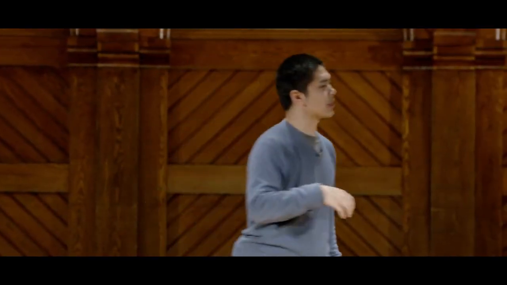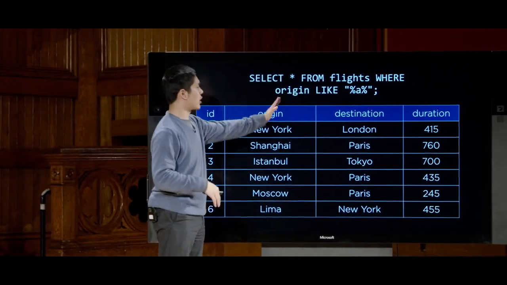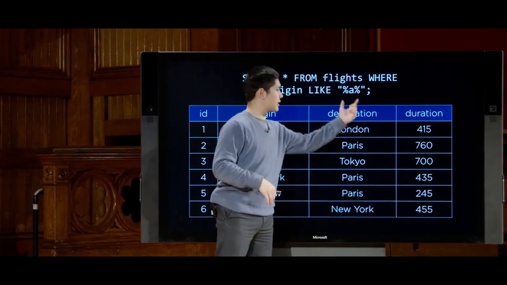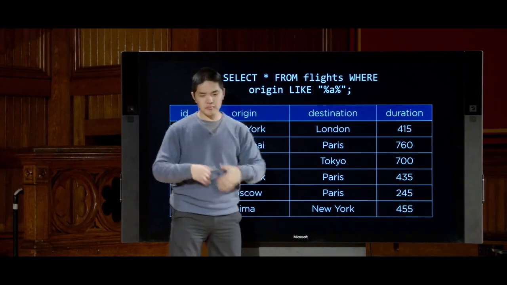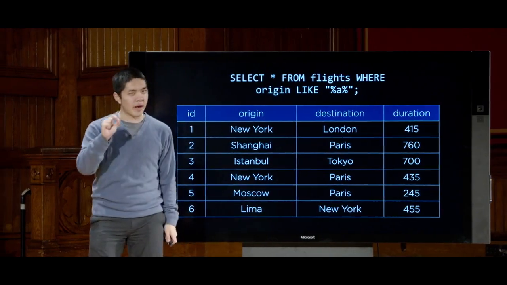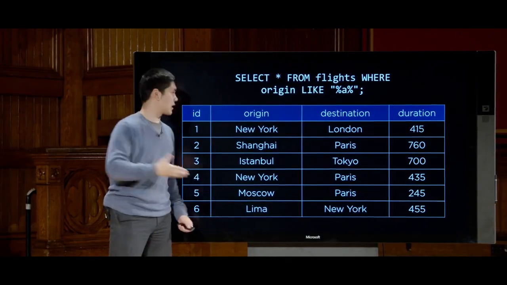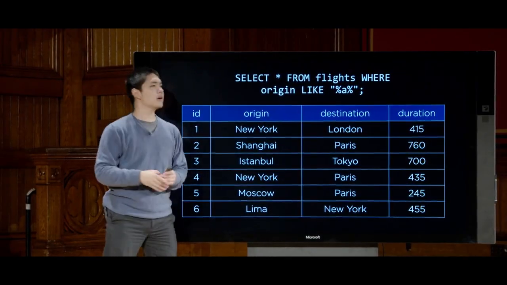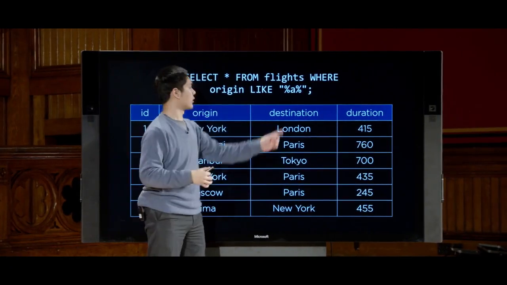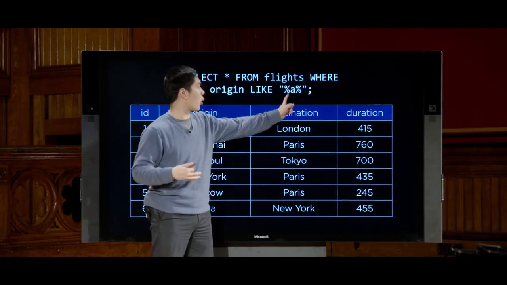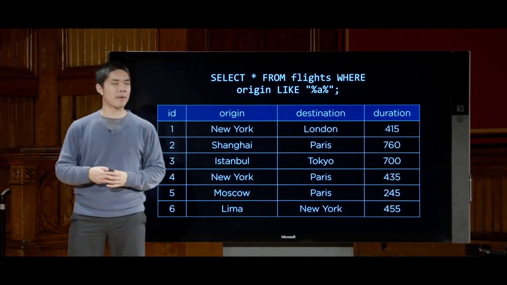I could run a query like SELECT * FROM flights WHERE origin LIKE, and then in quotation marks, I have a bit of a strange expression, %a%. This percent, again, stands for a wildcard. And this time, the wildcard is looking at the values of a particular column, in this case the value of the origin column, meaning the percent stands for 0 or more characters, no matter what those characters are. We're looking for some number of characters, maybe 0, maybe more, followed by an A, followed by some other number of characters, maybe 0, maybe more.